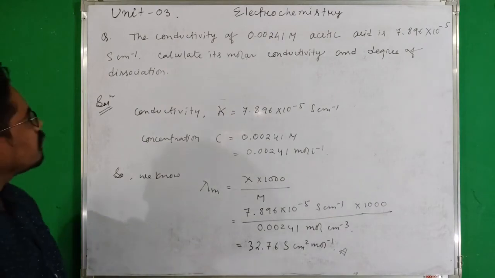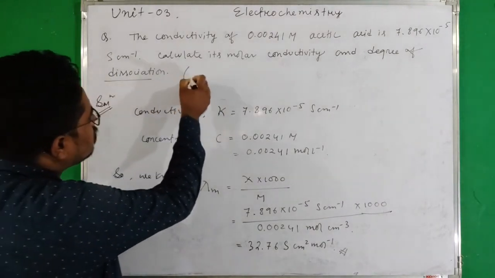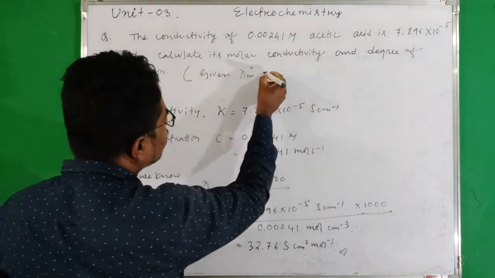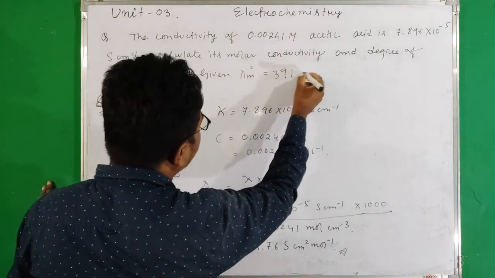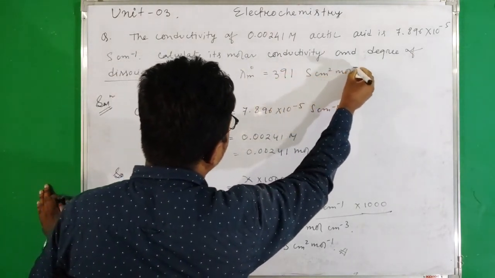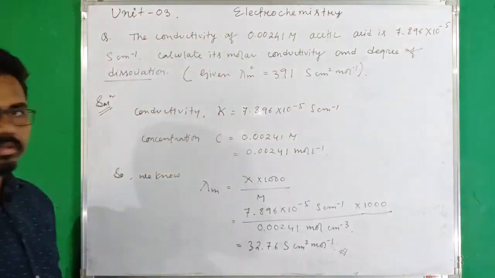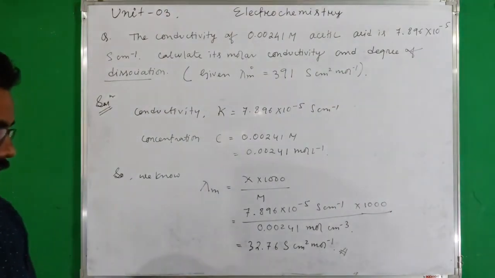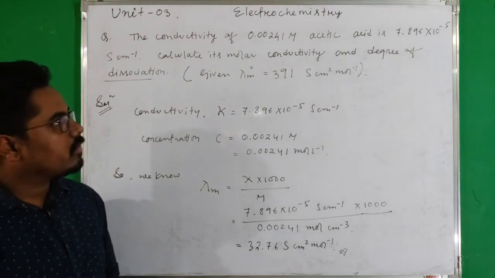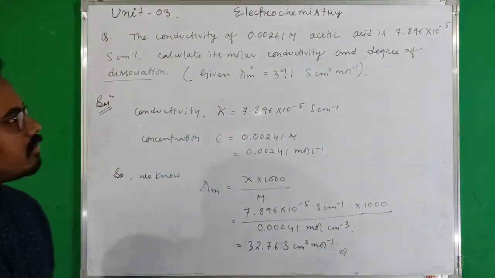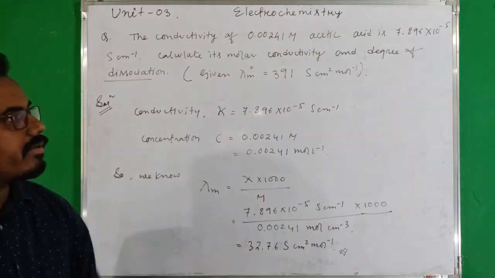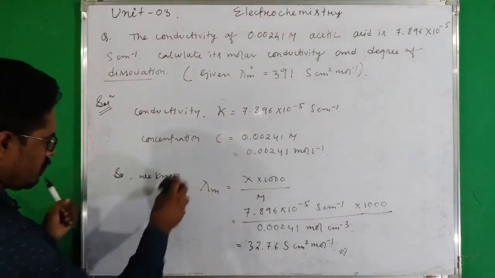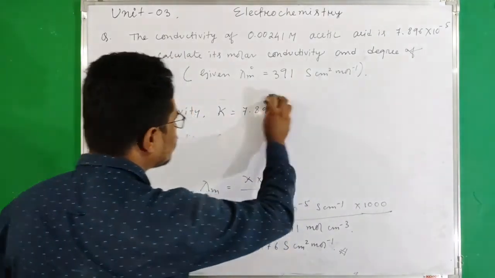Now we have to determine the degree of dissociation, and to determine it we need the limiting molar conductivity. The limiting molar conductivity of acetic acid is 391 Siemens centimeter square per mole. We have already determined the limiting molar conductivity of acetic acid in an earlier problem, and in the question it is given as 391 Siemens centimeter square per mole. So now we will determine the degree of dissociation.